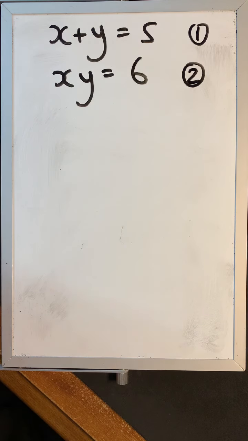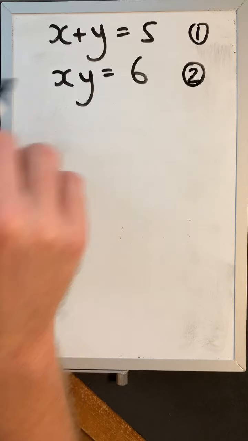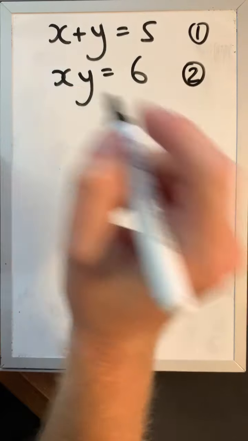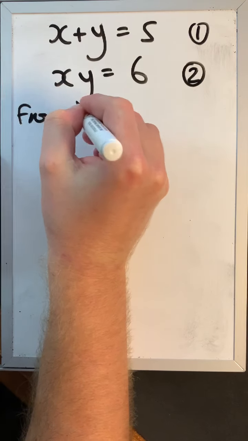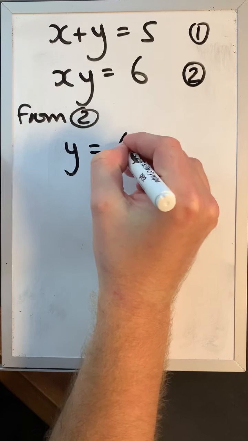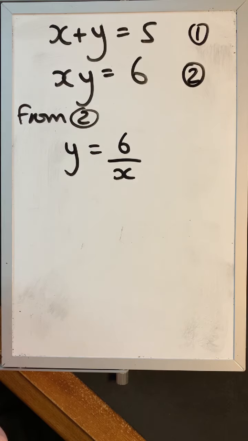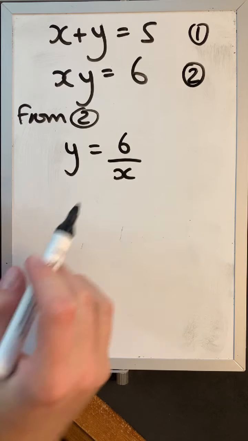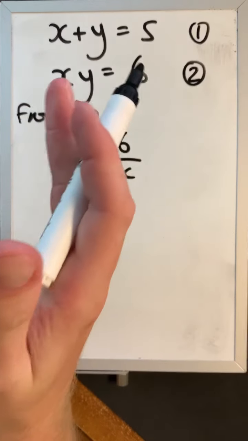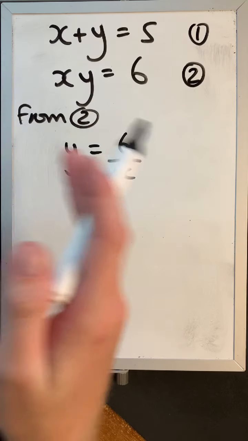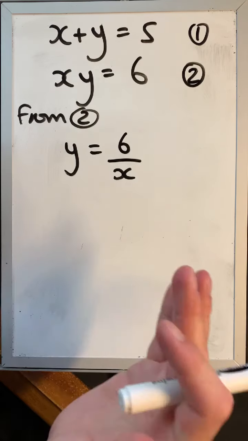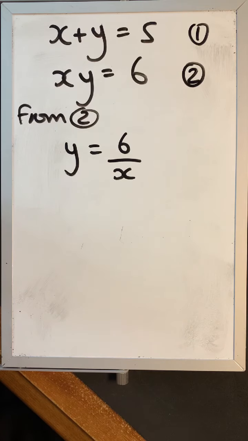If I look at equation 2, and again there's multiple ways you could do this, I can rearrange this. So from 2, I can rearrange this so that y is equal to 6 over x. Okay, y is equal to 6 over x. What you're always wanting to do with these is you want to have an equation so that you've got y in terms of x. Because once we've got that, we can substitute that then into the other equation, and we'll have an equation with either all x's or all y's.